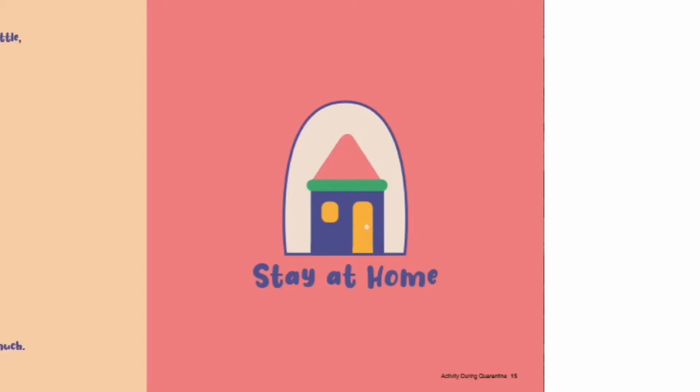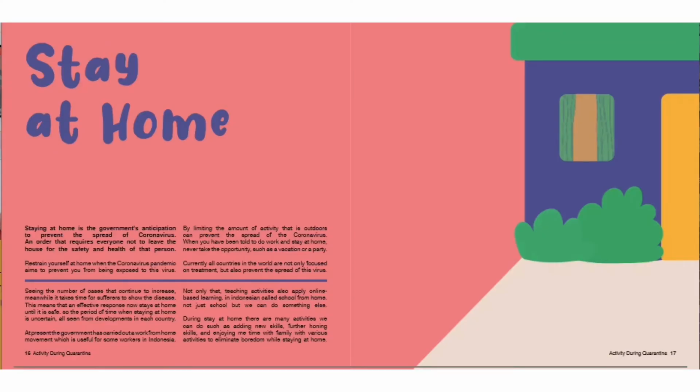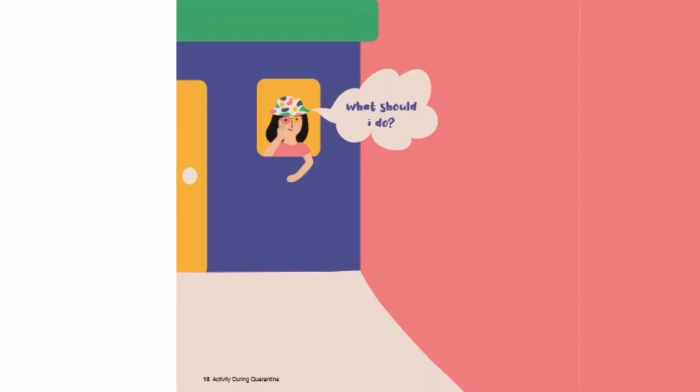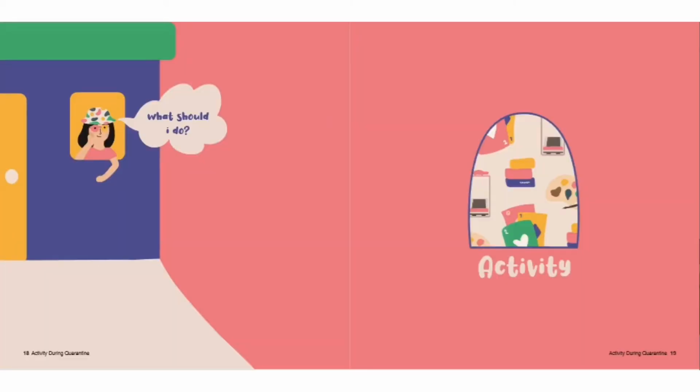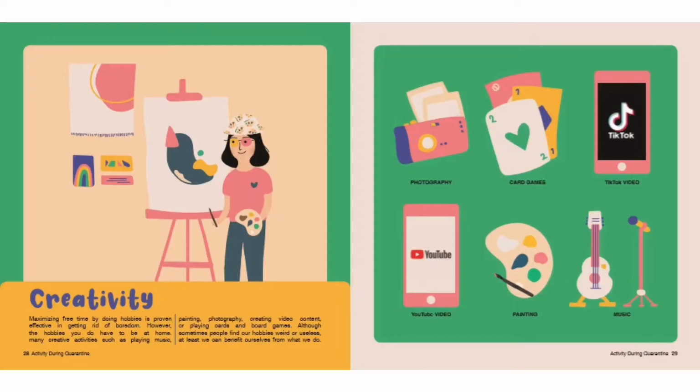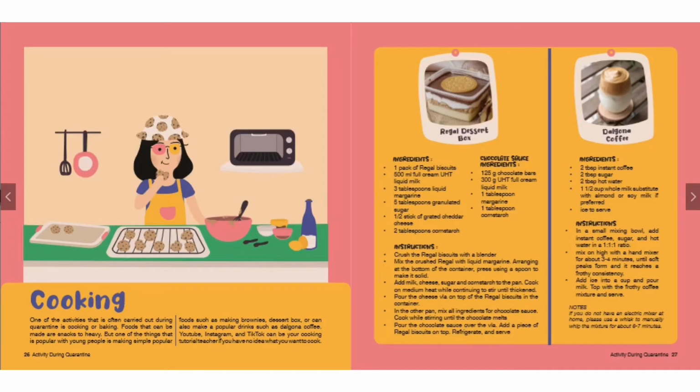Now we go into the main topic, which is staying at home. I also explain a little about staying at home in this chapter. This is what makes human activity change, especially children's activities, but there are still many activities that can be done. In this book, I recommend some activities that can be done during quarantine. For example, there is cooking. I also recommend some viral menus.